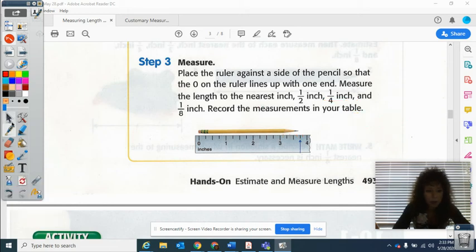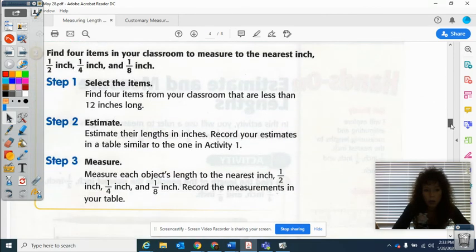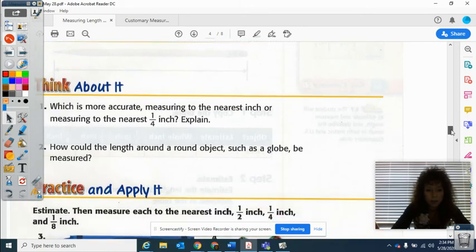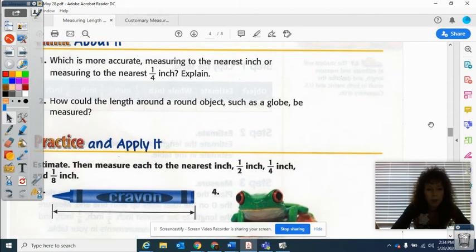And I'm going to scroll down. Okay, this says find 4 items in your classroom. We can't do that right now. You could do that around the house if you have a ruler. Since I don't know if you have a ruler at home, we're just going to kind of skip down. But let's think about this question number 1.